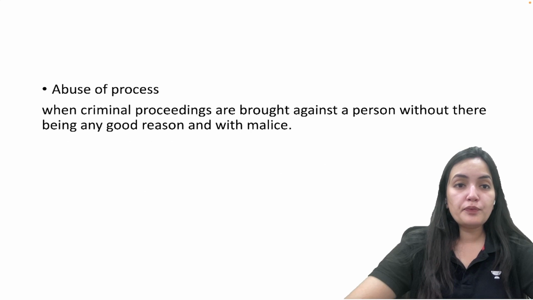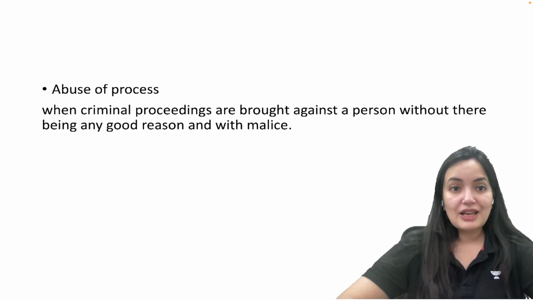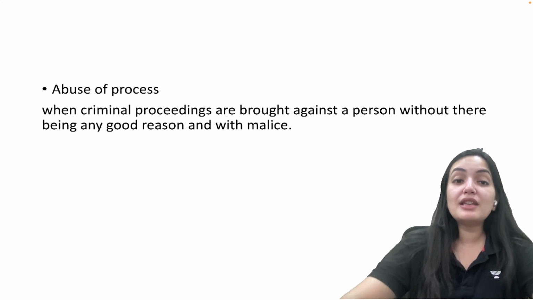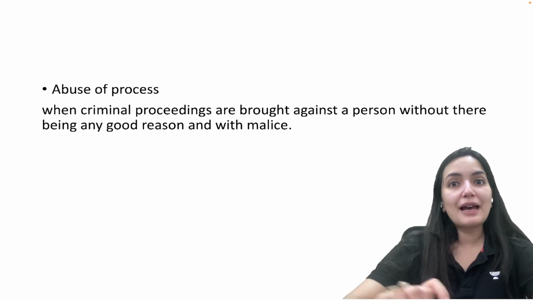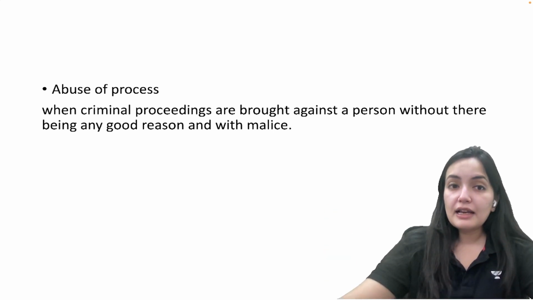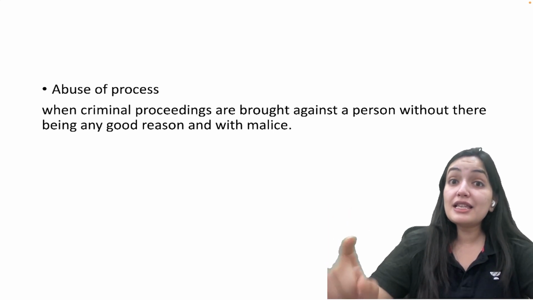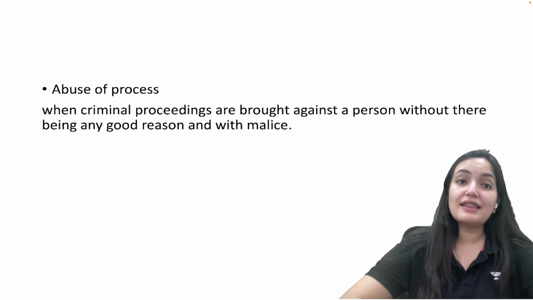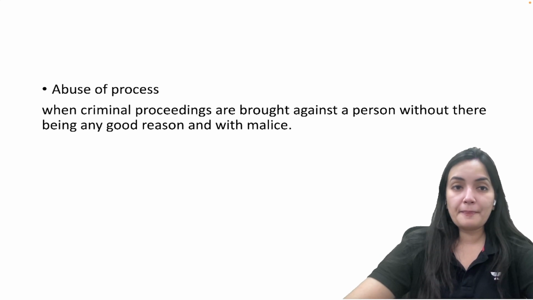Next, we come to abuse of process. So when criminal proceedings are brought against a person without there being any good reason and with malice, तो यहाँ पे कोई रीजन नहीं है, जबरदस्ती आपके criminal proceedings लाई गई है किसी के against, but there is ill intention involved. So there is an abuse of the process that the person has committed.